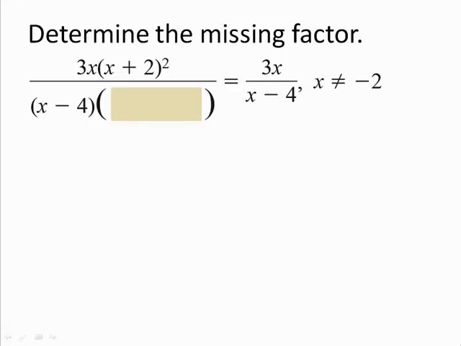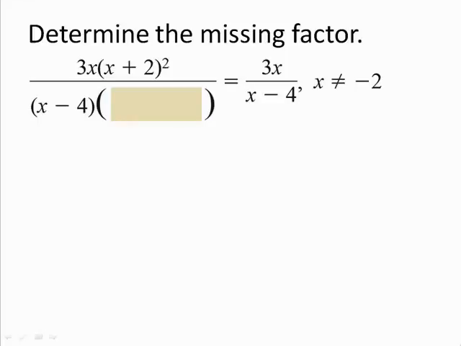Determine the missing factor. 3x times the quantity x plus 2 squared divided by x minus 4 times the missing factor equals 3x divided by x minus 4, where x does not equal negative 2. With this missing factor, terms in the numerator and denominator of the left side of the equation have to cancel out so it looks just like the right side of the equation. In the numerator of the left side of the equation, there is 3x times the quantity x plus 2 squared. In the numerator of the right side of the equation, there is 3x.